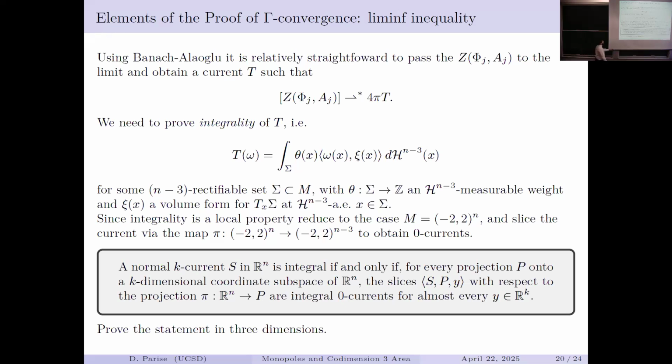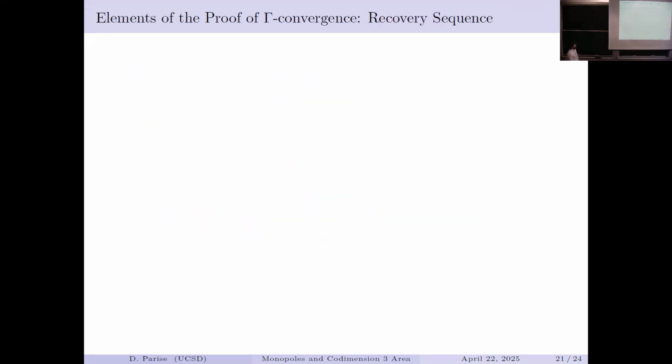Oh, sorry. Normal means that the mass of the current and the mass of the boundary are finite. So normal in the sense of Federer. So let me just give you a couple of ideas for the recovery sequence part.